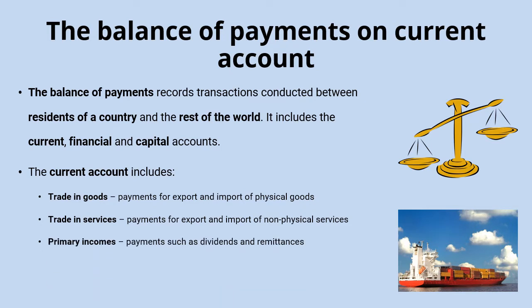We have primary income, which includes dividends earned on share ownership, or remittance incomes, which are incomes that are earned in one country but sent back overseas. And then secondary income, which includes gifted income with nothing flowing back in return, like international aid.